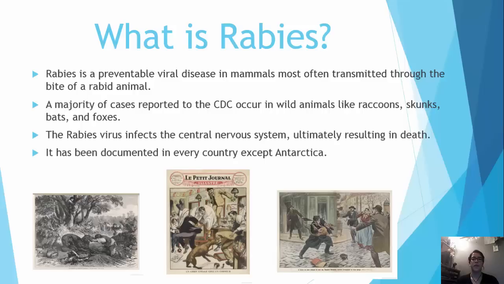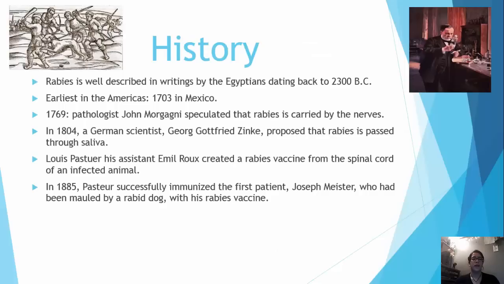A little bit of history behind rabies. It dates back to 12,300 BC in writings by the Egyptians. And so it has a very, very long history with many proposed causes of rabies and many different remedies. The earliest case in the Americas was in 1703, reported by a priest in Mexico.